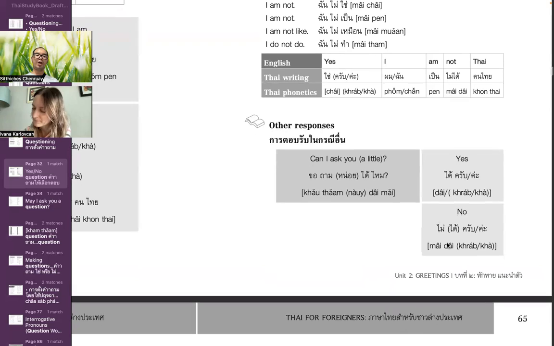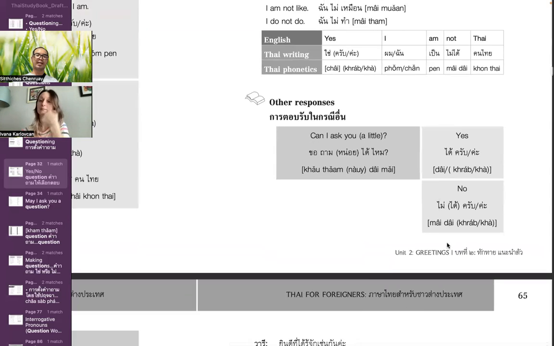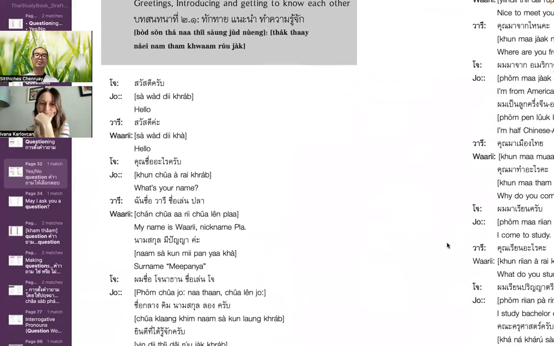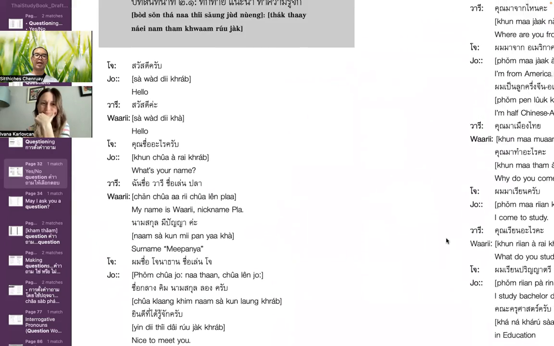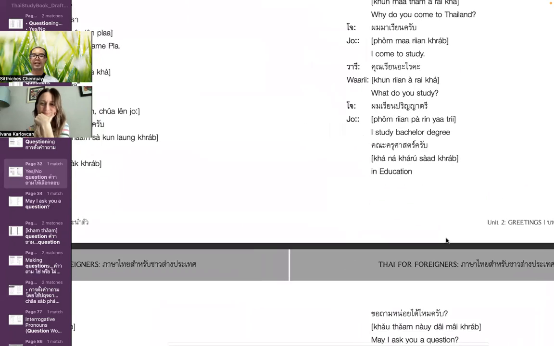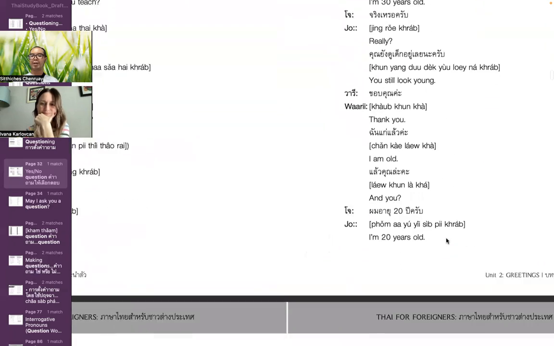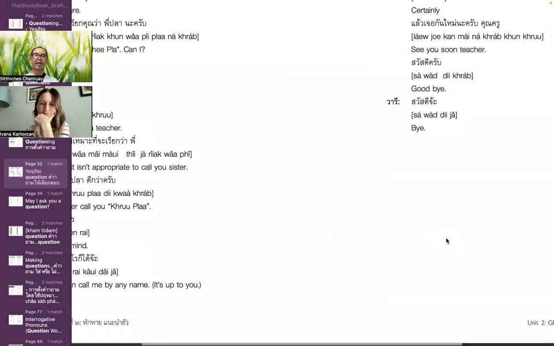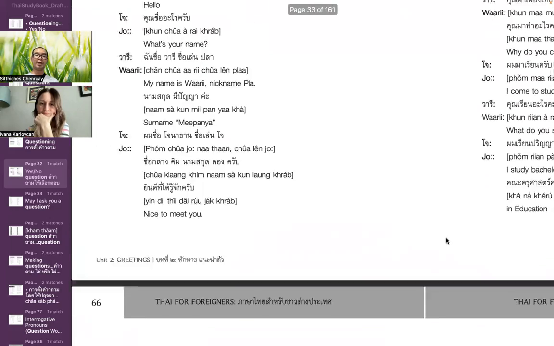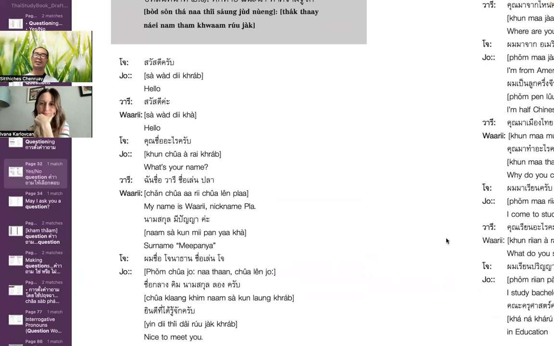Okay, are the responses clear? Can we pass it? This is a very basic question you have studied already. But in this case, I will practice by reading the conversation. You can read from the IPA, the phonetic, and you guess what they are.